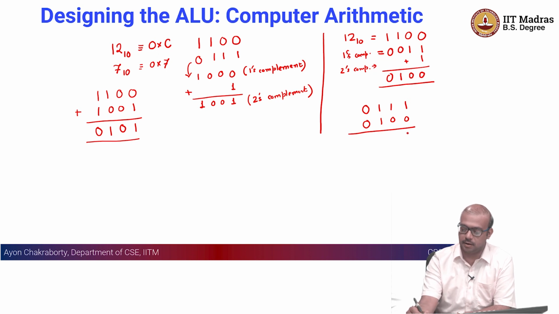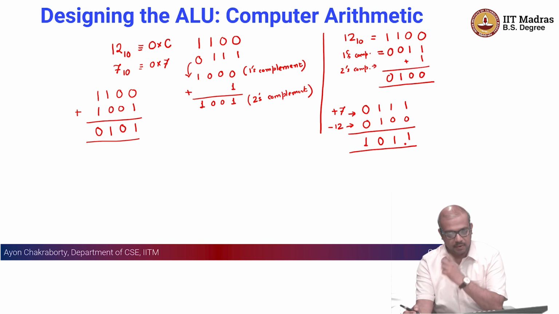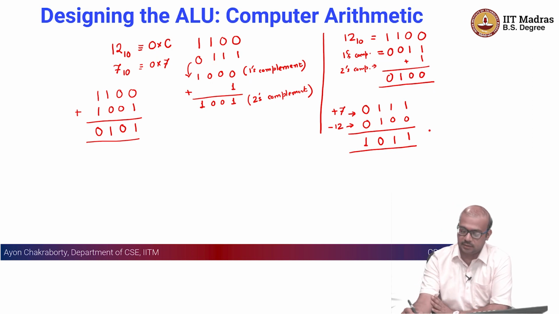The answer is going to be 1 plus 0 as 1, 1 plus 0 as 1, 1 plus 1 as 0, and then there is a carry 1. So, this is going to come here. So, this is the plus 7 and this is the minus 12. Of course, this is expressed in 2's complement, and this is the answer. Now, as you can see, the answer is 1011, which is 11, like B. That might not make sense to us. So, this is 0xB, or 11 in the decimal form. This is not minus 5.